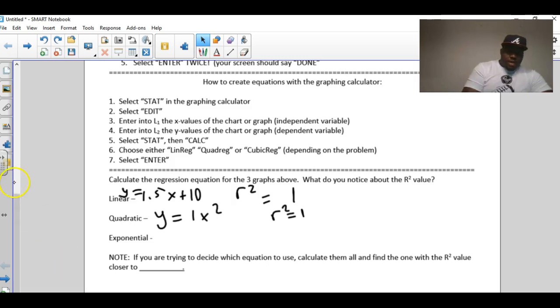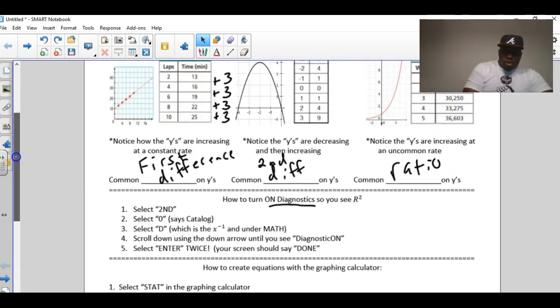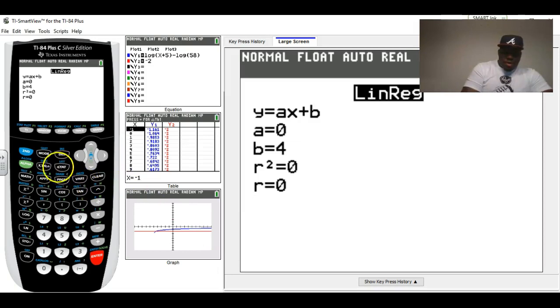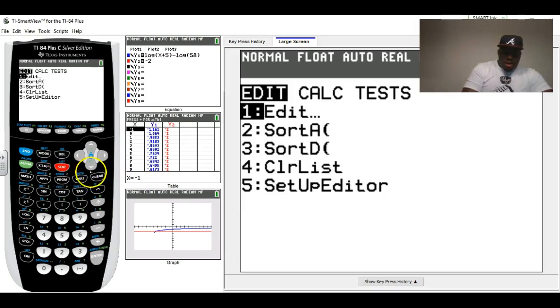Now, this last one, guys, we know is cubic or exponential. So we're going to go ahead and put this in. This is column 1. This is column 2. So back to the calculator. Stat. Edit.